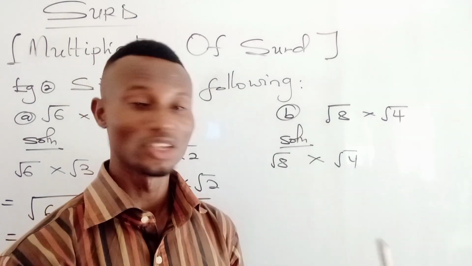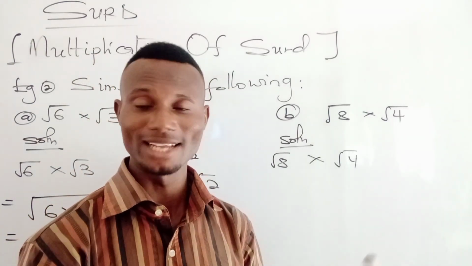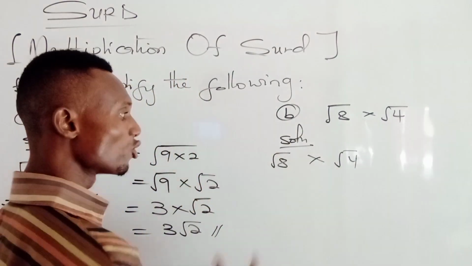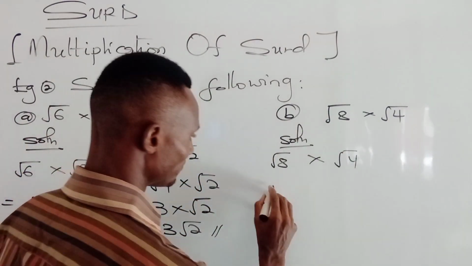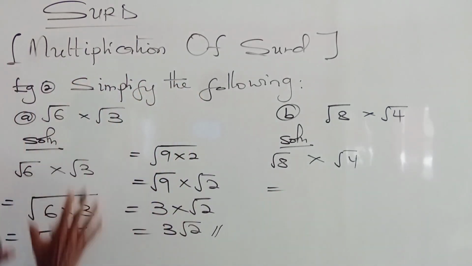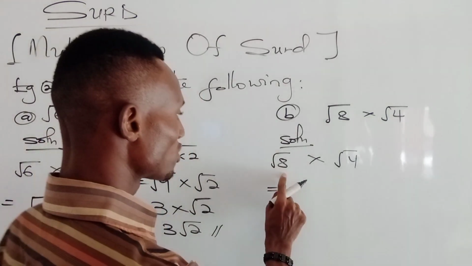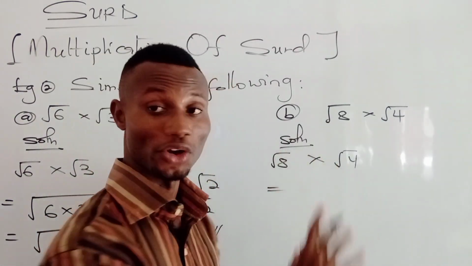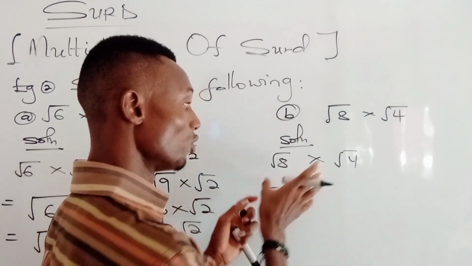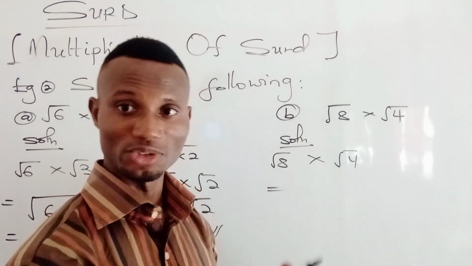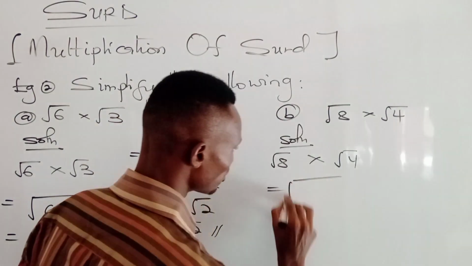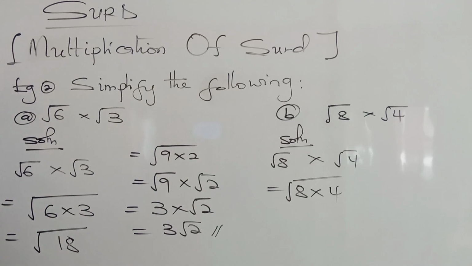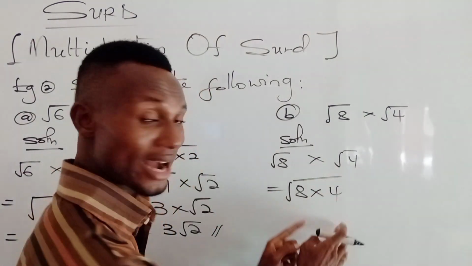So I'm going to do the two methods with you, so that whichever one you understand, you stick to it. Now let's start with the first method of going through this process. Now we have the square root of 8 times the square root of 4. You can see that this one has a square root sign, this also has a square root sign. They are multiplying, so the values will come under one square root sign. So it's going to be the square root of 8 times 4, as we did to this one.